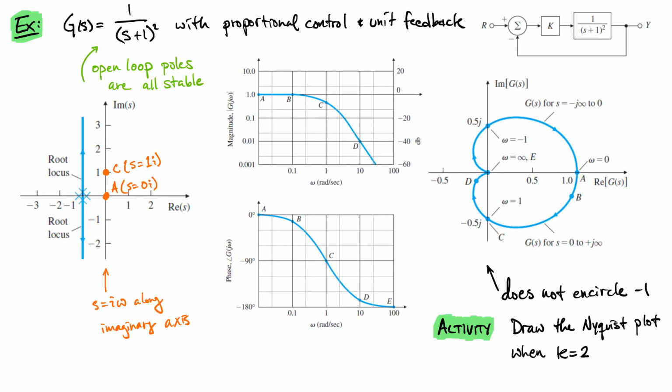So we're taking a look at an open loop plant that has two poles at -1. So in this case, all the open loop poles are stable. And we're going to use proportional feedback here in order to wrap this in unit feedback. And now what we're going to do is take a look at all these different diagrams.